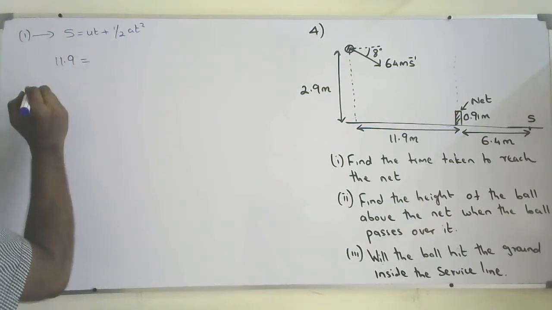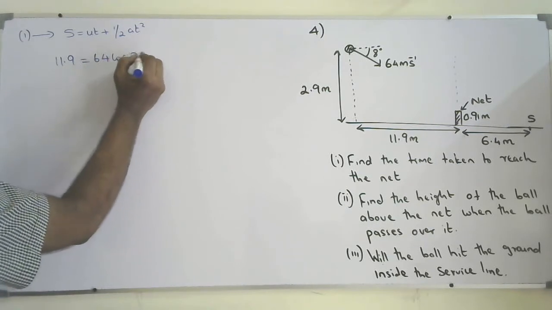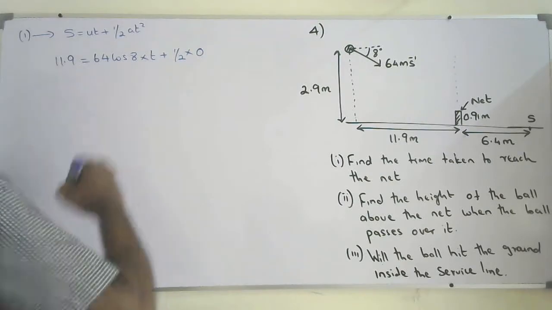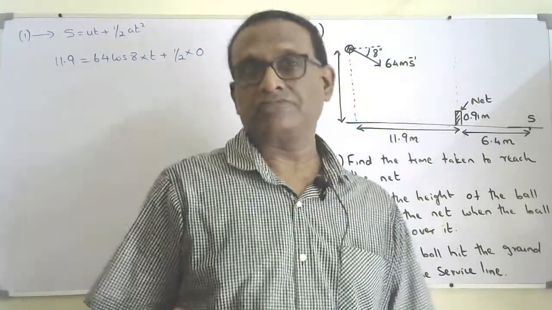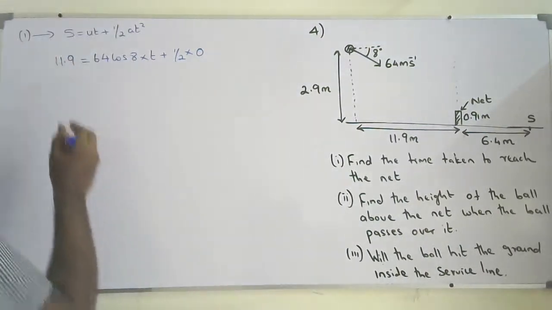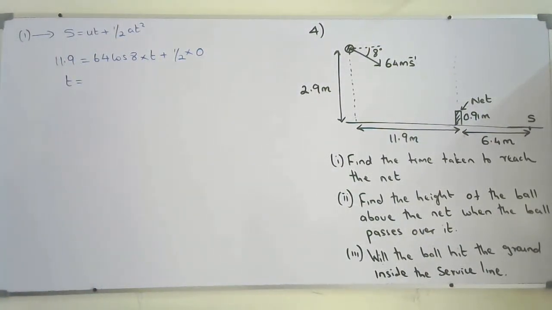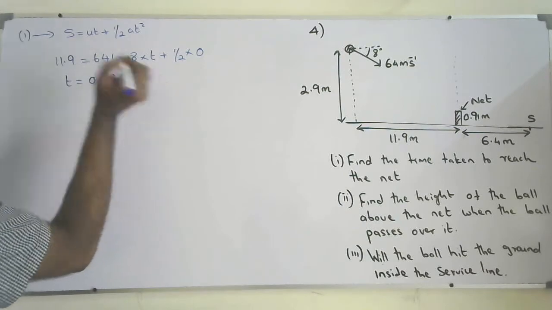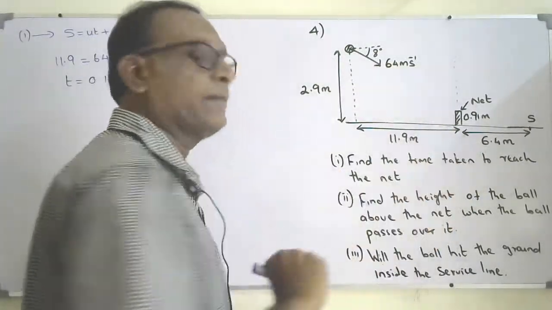So 11.9 equals 64 cos 8 into t plus, you know, horizontally no acceleration, we will take always in horizontal direction, no drag force, no acceleration. So if I find the time, it will be 11.9 divided by 64 cos 8, that will be 0.188 seconds. So that's the time taken by the ball to pass over the net. That's the meaning of it.